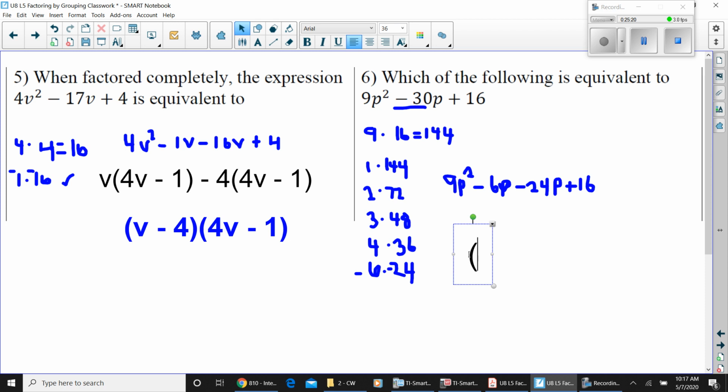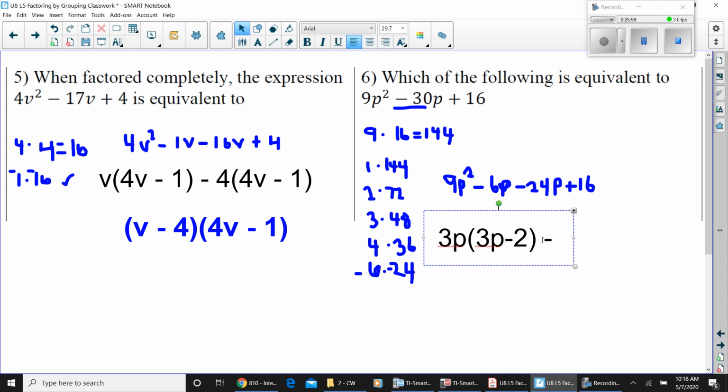All right, so now I am going to put my first set of parentheses, and I'm going to look for a greatest common factor that goes into 9 and 6. 3. And then P, they both have a P, so I'm going to take that P out as the greatest common factor. So 3P times what equals 9P squared? It would have to be 3P. And then minus 3P times what equals 6P? That's 2. Just do 3 times negative 2 is negative 6, and you just bring along the P.